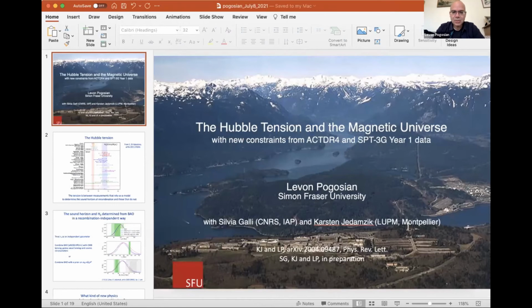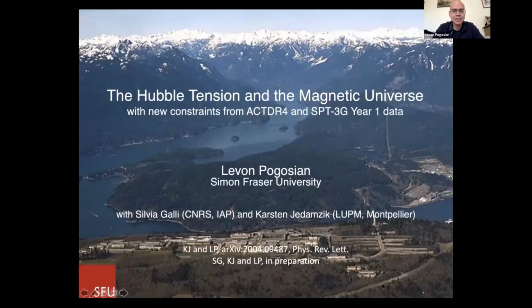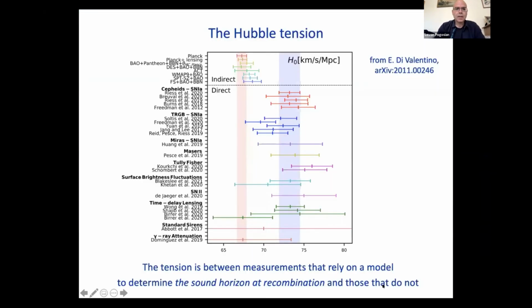Okay, so I hope you can see my screen. I'll talk about some work I did with Karsten Adamczyk a year ago, and some more recent work, which is a paper in preparation which includes Silvia Galli. And I'm sure you've seen this plot before. I want to provide my take on this plot, which is that there is tension. And if you look at what the tension actually is, it's between measurements that involve using a model for calculating the sound horizon, like a model of recombination, and those that don't.